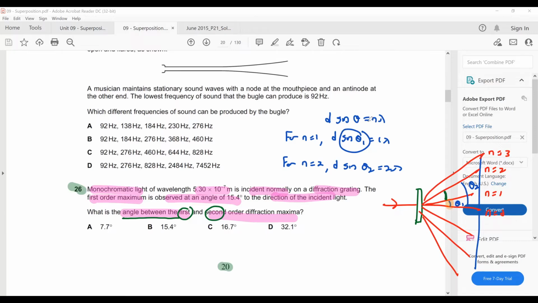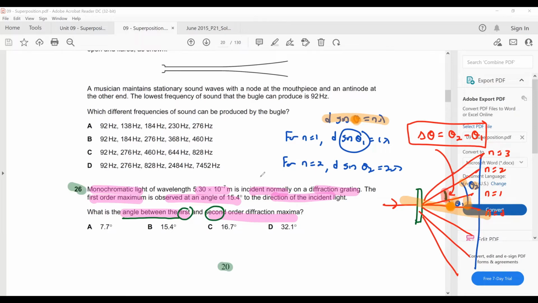If you're using this equation straight, your theta is measured from the center line. So theta 1 is from the center line to your first order, and theta 2 is from your center line to your second order. But the angle they want here is the angle between first and second order, this one. So this angle that you want is actually theta 2 minus theta 1. You need to find theta 2 and theta 1 right now.